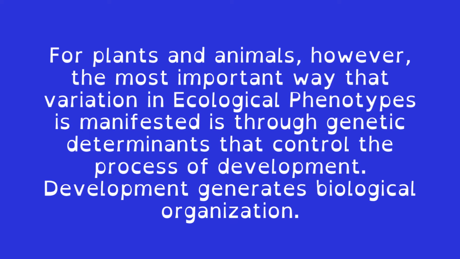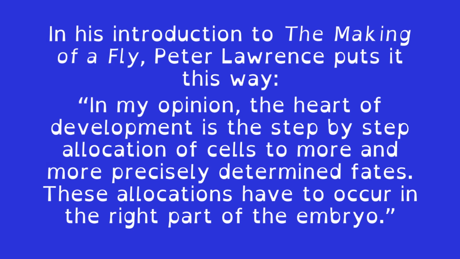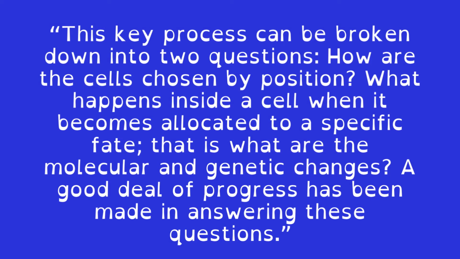Development generates biological organization. In his introduction to The Making of a Fly, Peter Lawrence puts it this way. In my opinion, the heart of development is the step-by-step allocation of cells to more and more precisely determined fates. These allocations have to occur in the right part of the embryo. This key process can be broken down into two questions. How are the cells chosen by position? What happens inside a cell when it becomes allocated to a specific fate? That is, what are the molecular and genetic changes? A good deal of progress has been made in answering these questions.